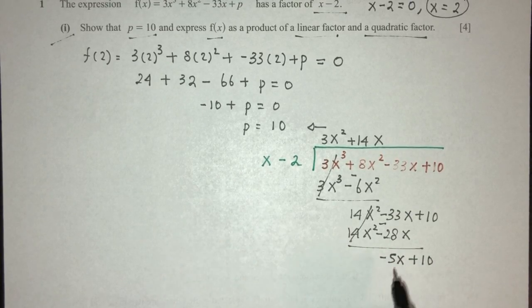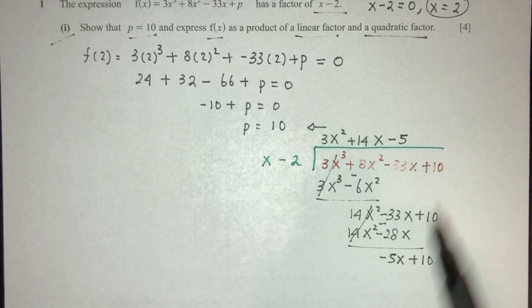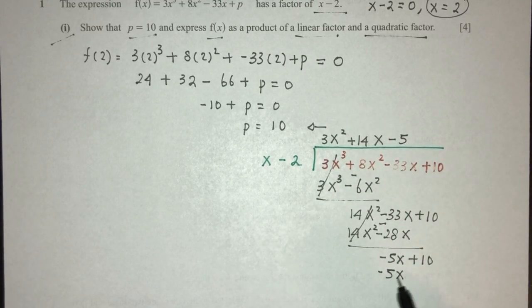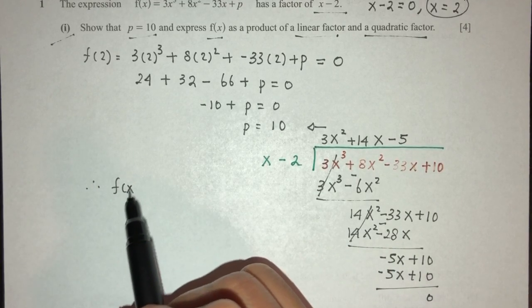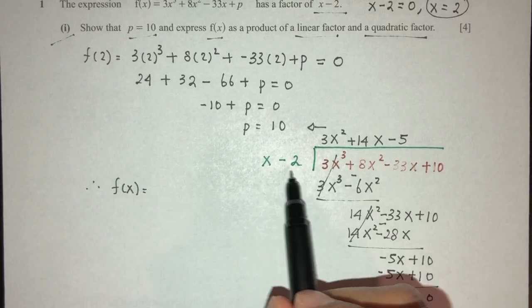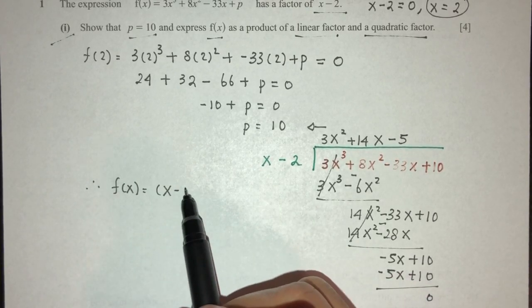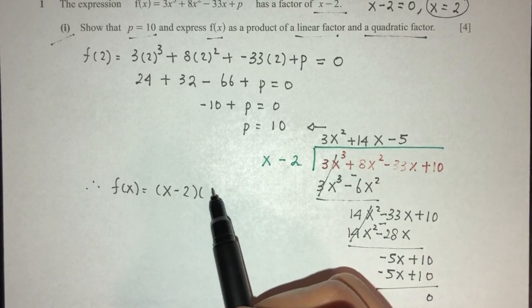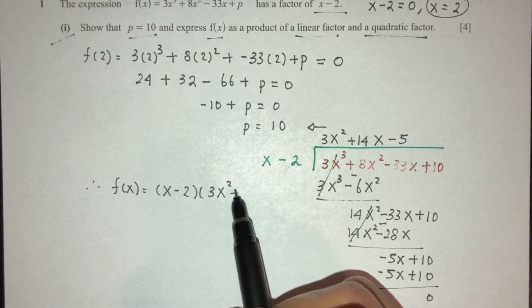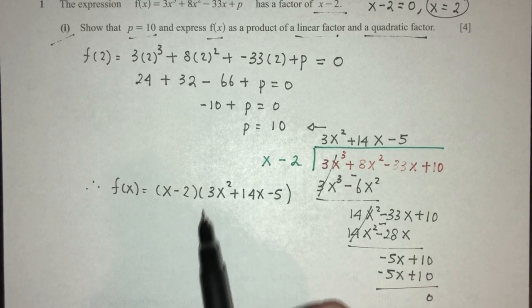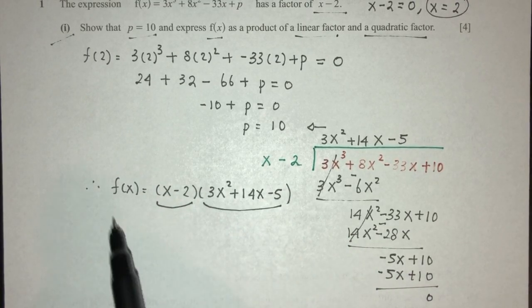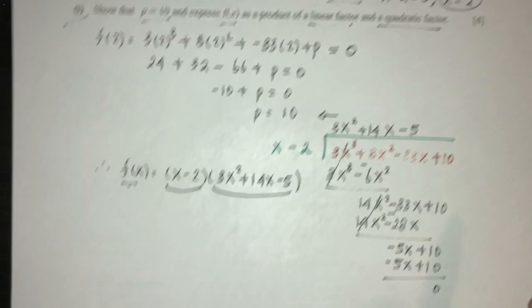Same thing again, so that will be multiplied by minus 5. Minus 5 times minus 2 plus 10 will be 0. So that is how you find the factors of f of x. The first one is x minus 2, times this one, 3x squared plus 14x minus 5. This is your linear factor and this is your quadratic factor. This is your answer for part 1.